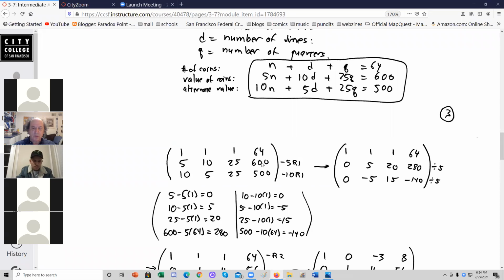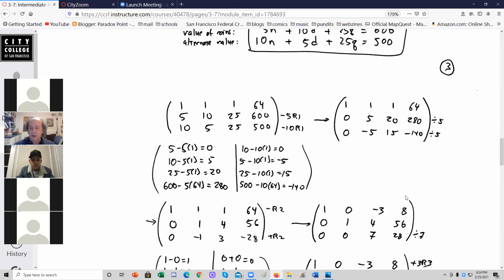For the third row, we subtract 10 of row 1 from row 3. 10 minus 10 times 1 is a 0. There's a 0. 5 minus 10 times 1 is a negative 5. Put a negative 5 there. 25 minus 10 times 1 is a 15. Put a 15 there. And 500 minus 10 times 64 is negative 140. Put a negative 140 there.